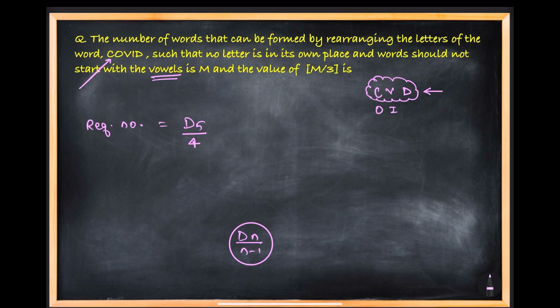But look at this. If you use C, C will be placed at its own place. So that is wrong. Okay, so what we will do, we can start with V, we can start with D. So there are 2 ways. Okay, so the number of words starting with V will be D5 by 4, and the number of words which start with D will be D5 by 4. So this is your M. Now you can calculate M by 3. Okay, I hope the idea is clear.